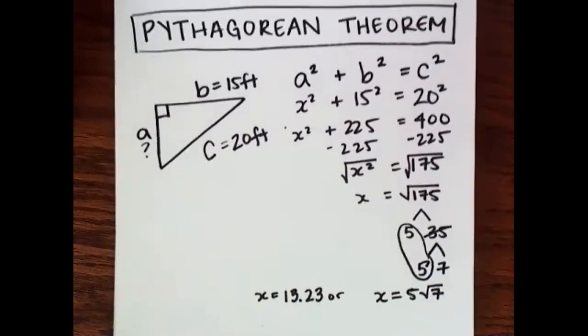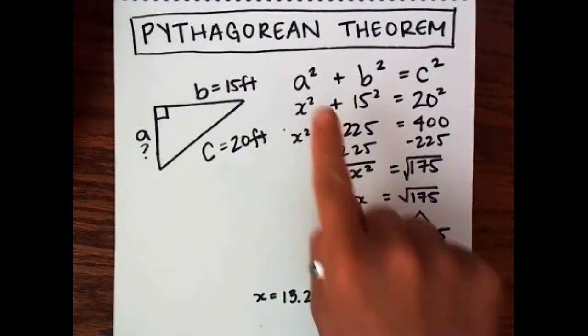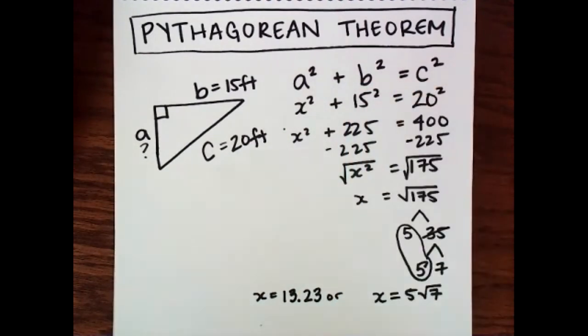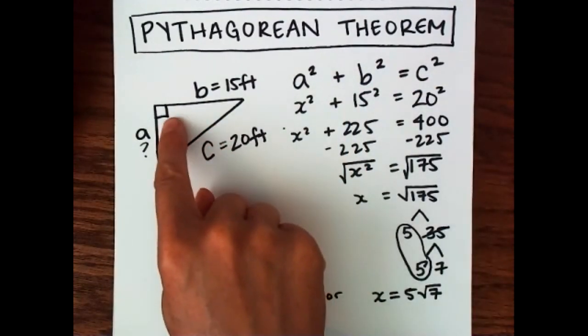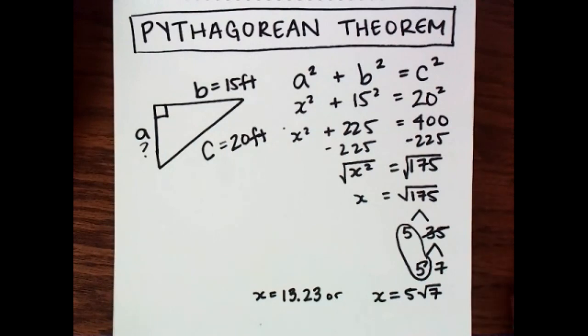Finally, we went over the Pythagorean theorem. Always remember a squared plus b squared equals c squared. C will always be across from the right angle, and it is also your hypotenuse, which is the longest side.